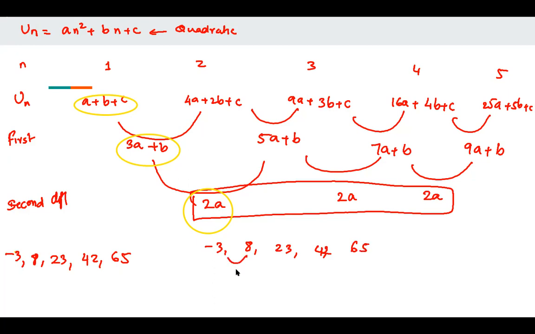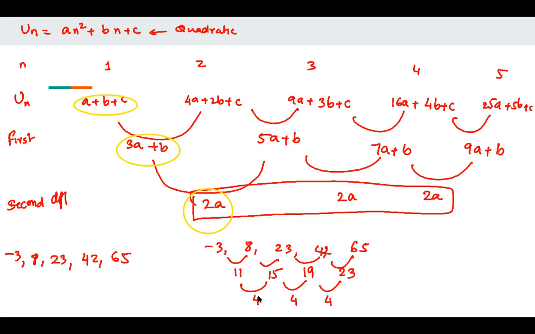So now I'm going to create the difference, which is here 11. Here it is 23 minus 8, which is 15. And here, 42 minus 23, it is 19. And this is 65 minus 42, so it's 23. So the second difference is 4. Here, second difference is 4.